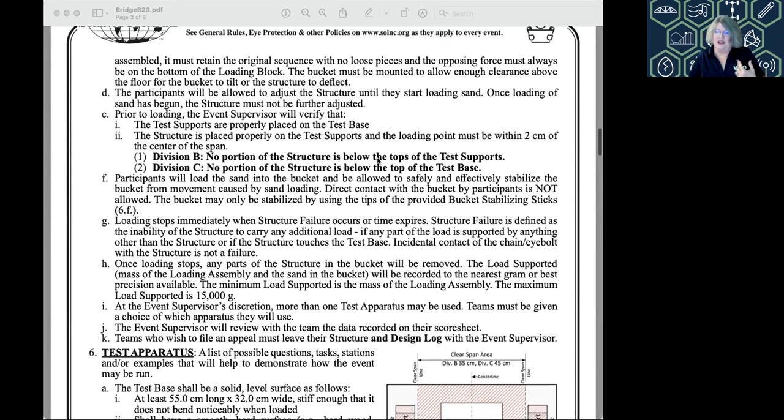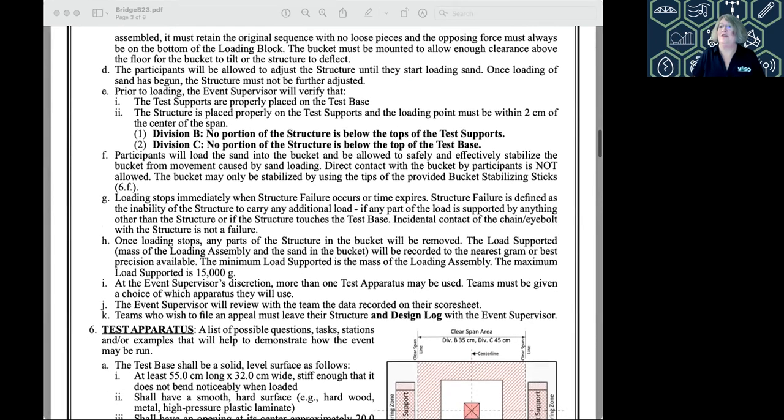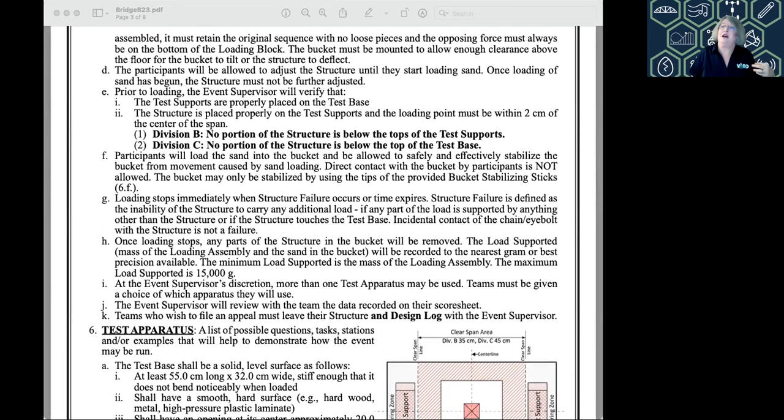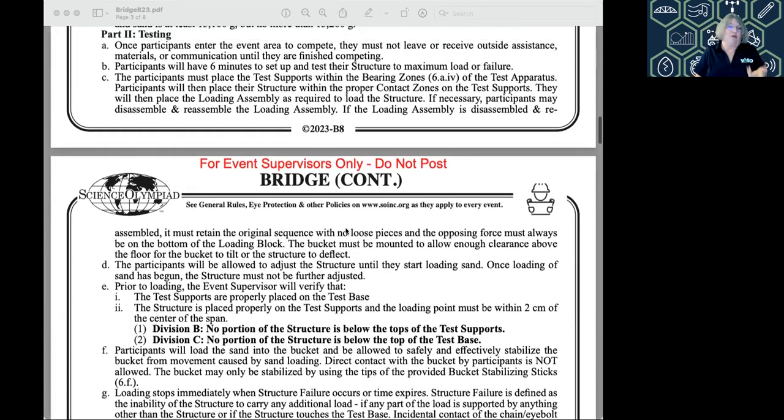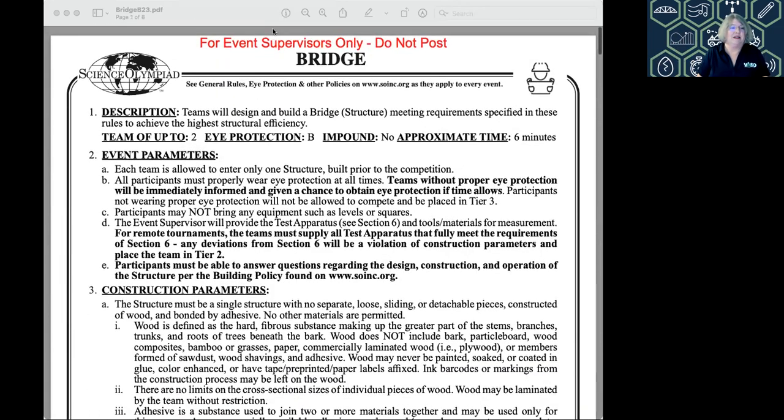All right, I'm going to shift now because I'm having to go fast. I see I only have 8 minutes. I want to talk about impound for a minute. Some events are impound, bridge is not, but it'll appear up at the top.